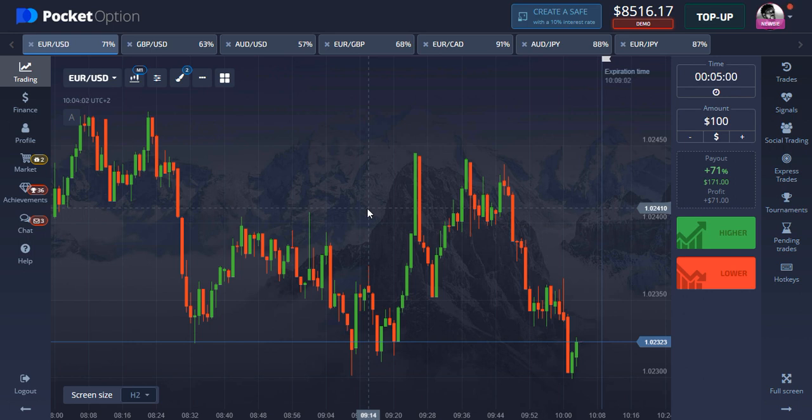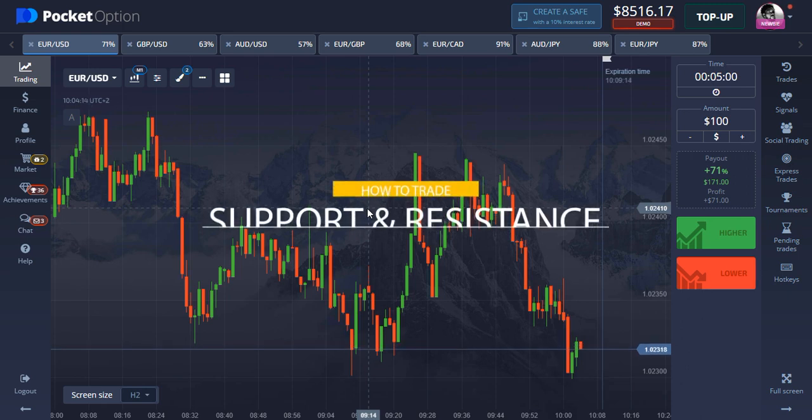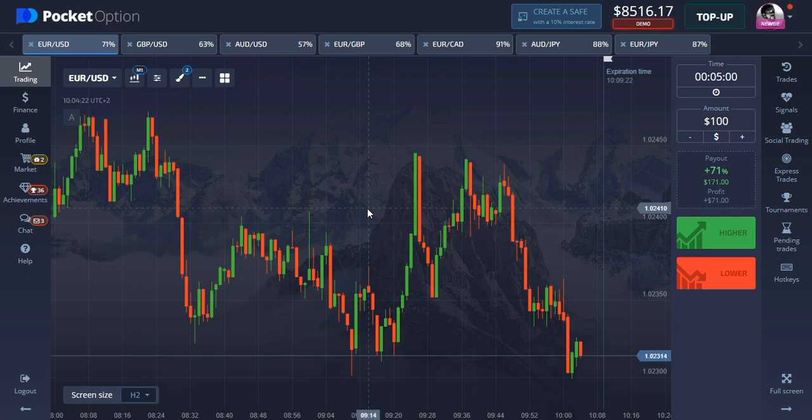Alright guys, today is about support and resistance: how you can trade your support and resistance, how you know a strong level of support and resistance, and how you can use an MACD indicator to confirm your trade before you go for it. Alright, so that's what we're going to be doing today.